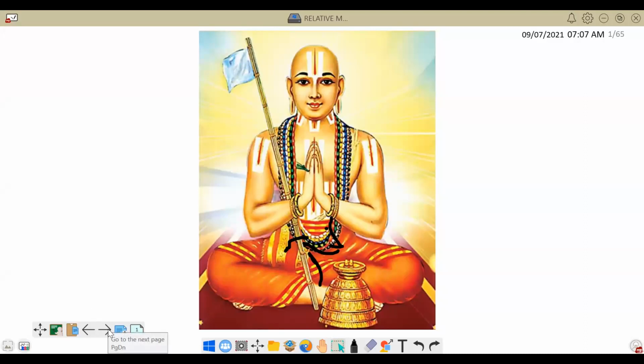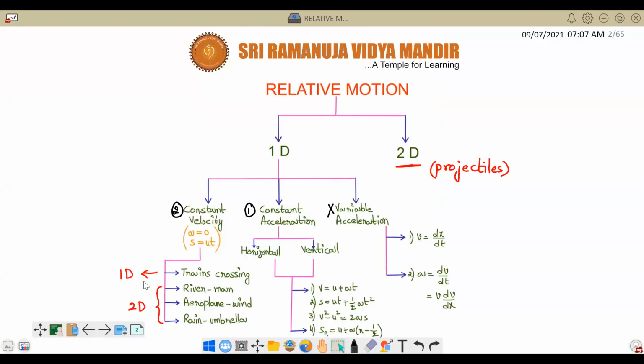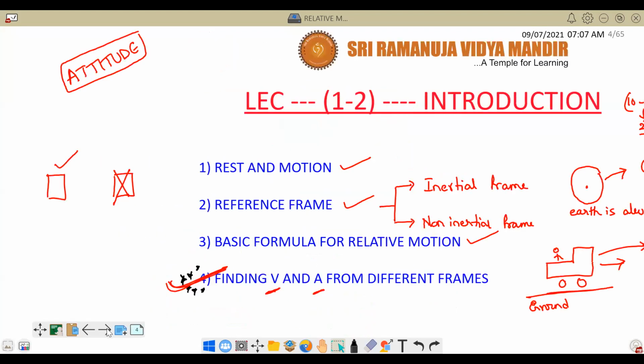So, yesterday we started with constant velocity. We finished one dimension and entered into two dimension, correct? We just started. Today we'll see how to solve problems in two dimensions. Yesterday we finished how to solve the same constant velocity Riverman problems in one dimension. Of course, we didn't solve any problem. Today we'll take up one or two problems and then we'll go for two dimension problems. Okay, so let's begin.